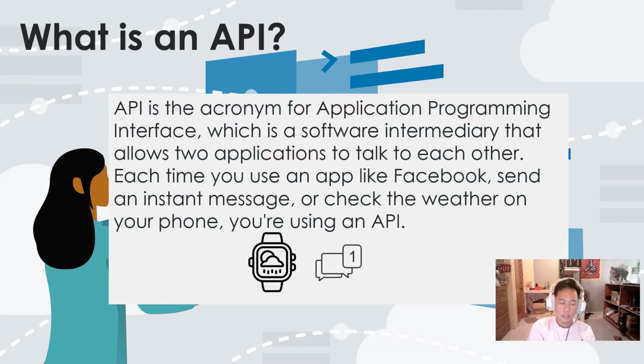An API is an acronym for Application Programming Interface, which is a software intermediary that allows two applications to talk to each other. Each time you use an application like Facebook, send an instant message, or check the weather on our phone, we are using an API.